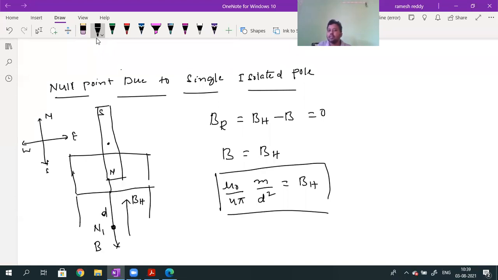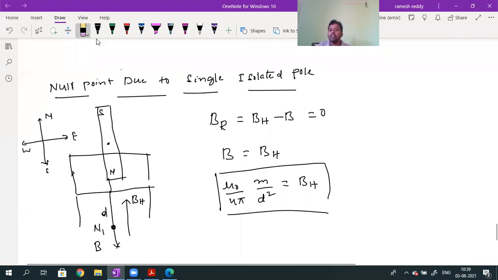Why did I write this formula? When I consider a bar magnet, what is the magnetic field induction due to a pole strength at a distance D? The magnetic field formula is mu naught divided by 4 pi into M divided by D square. This formula you already know. So going slowly only. No need to ask, I will go slowly. Even this much, if I go less than this, a few members will sleep. So mu naught by 4 pi into M divided by D square equals BH.